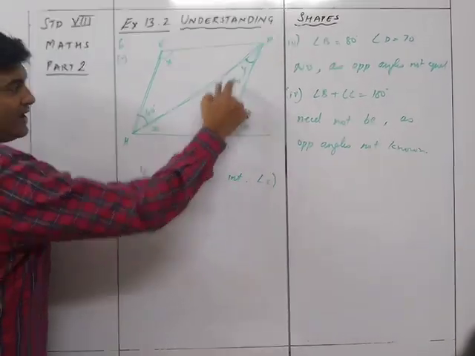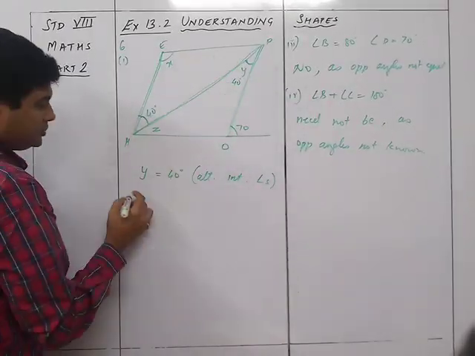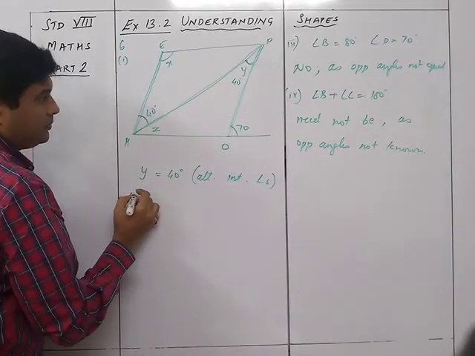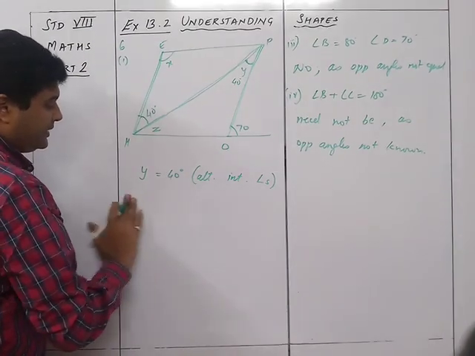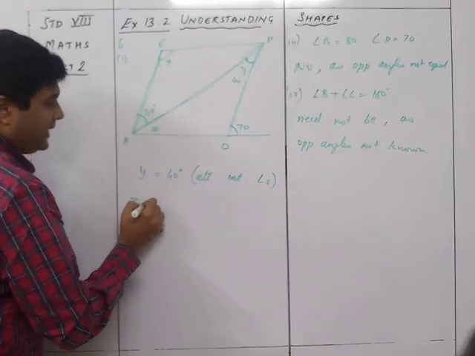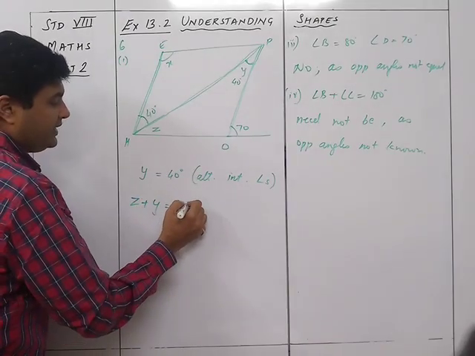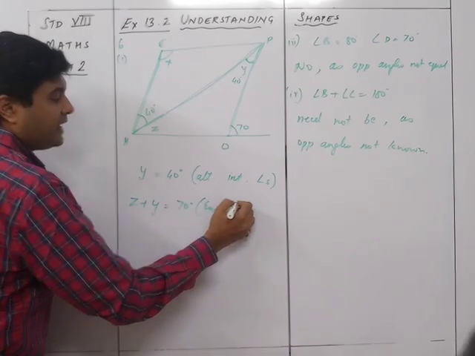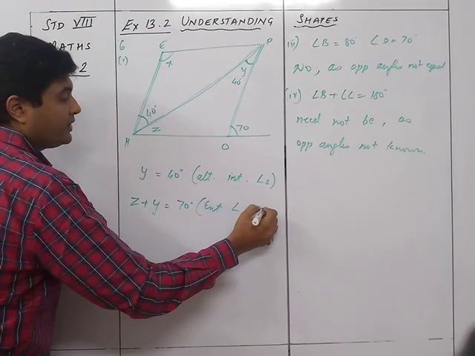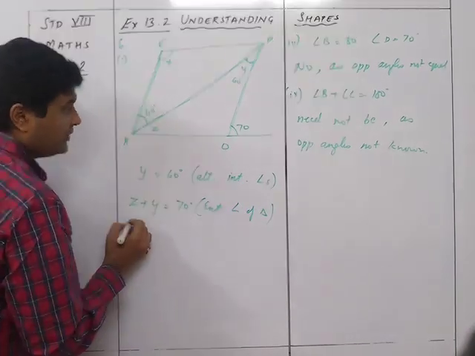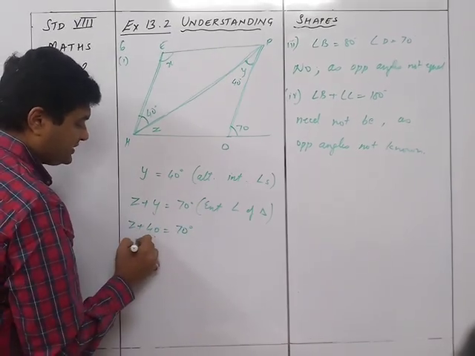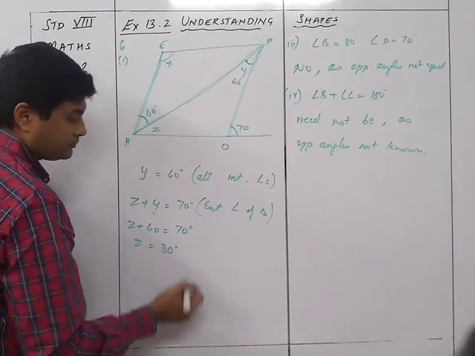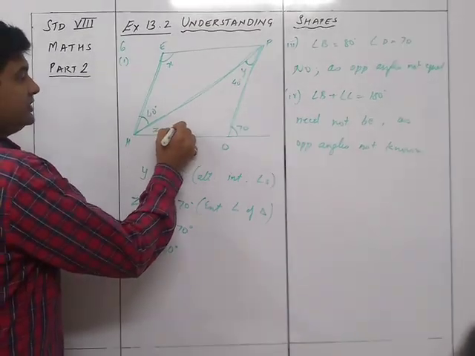Now this is the exterior angle of the triangle HOP. So angle 70 degrees. You can say over here that Z plus Y is equal to 70 degrees, exterior angle of triangle. So that will be Z plus 40 is equal to 70 degrees. So Z is equal to 30 degrees. So this is 30 degrees.